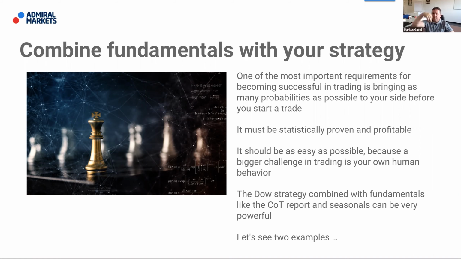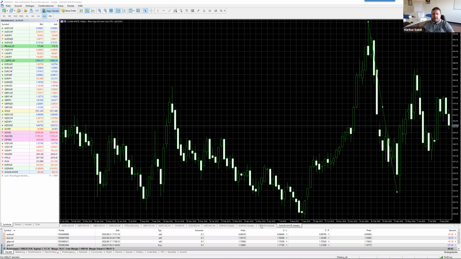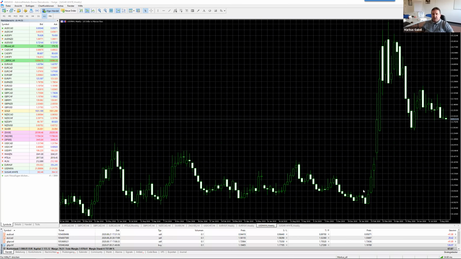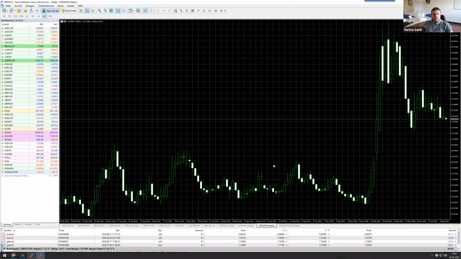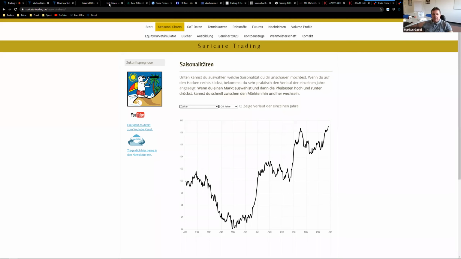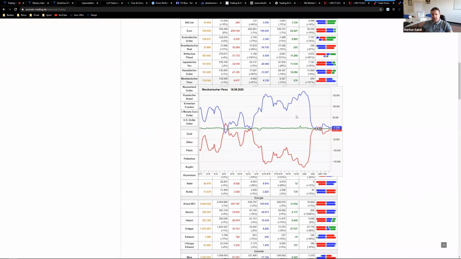The Dow strategy combined with fundamentals like the COT report and seasonals can be very, very powerful. So let's see one example today, or maybe two examples, of how we can do that. Let's take, for example, the price of Mexican peso. We knew extreme positions in COT data for the Mexican peso. You can see February roundabout, too expensive.